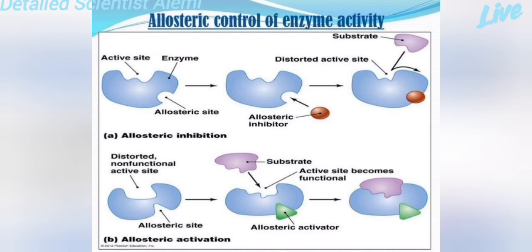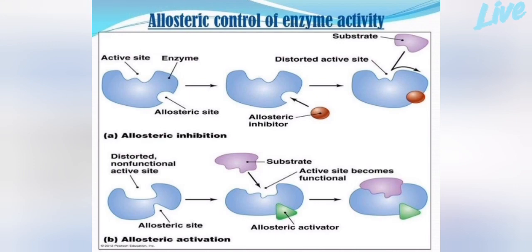Regulation mechanism number three is covalent modification. Enzymes can also be regulated by chemical modification. Phosphorylation, for example, is the addition of a phosphate group from ATP. This can activate or deactivate the enzyme.